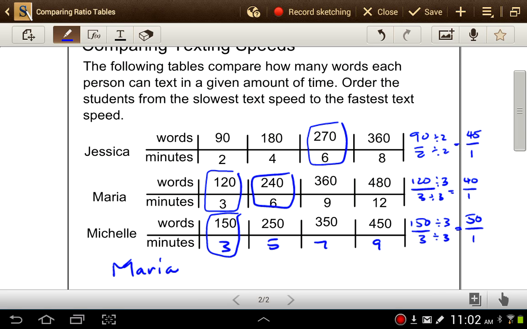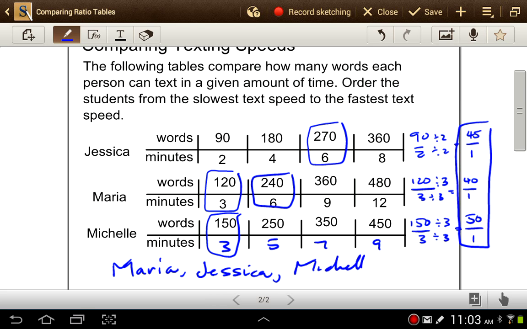This is the advantage of that value of the ratio. Even though looking at them usually is a little faster, this is the advantage of this. Now I can compare them. Maria only can do 40. Now I know that Jessica can do 45 words, so she's next, and Michelle's the fastest, and she can text 50 words in a minute. And that's how you can compare them.